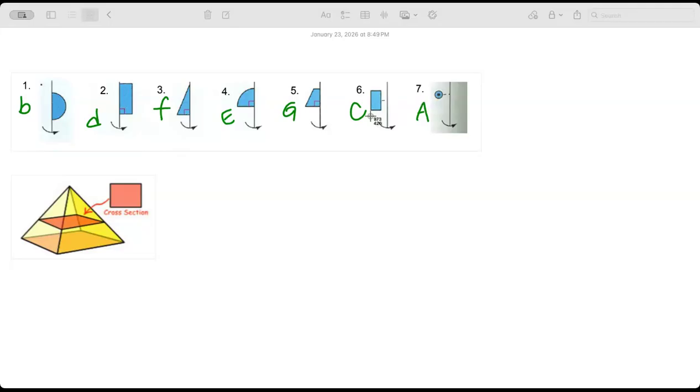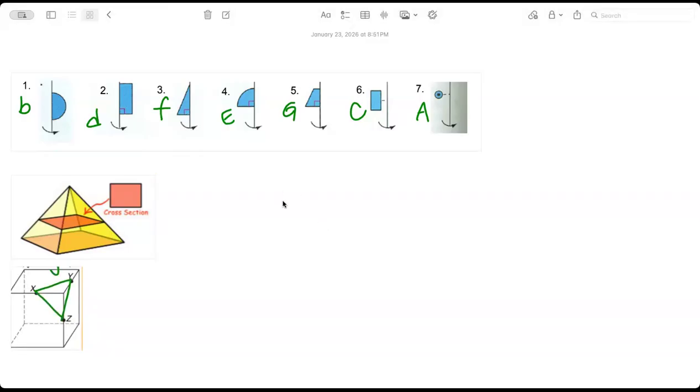See, what is this cross section? The green color, what is that cross section of this figure? The green shape. If I cut out that shape, what is the cross section of that shape?